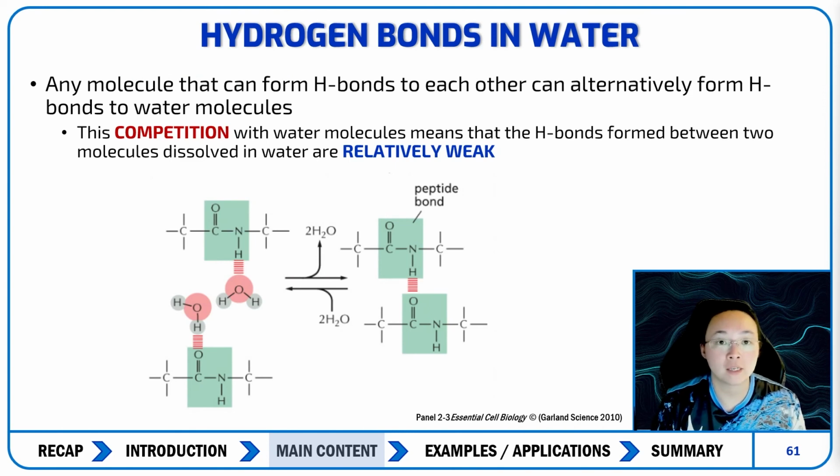So let's now take a look at hydrogen bonds in water. Any molecule that can form hydrogen bonds can alternatively compete to form hydrogen bonds with water. So what this means is that there's competition. It means that hydrogen bonds formed between 2 molecules that are dissolved in water are relatively weak because there's always competition for hydrogen bonding.